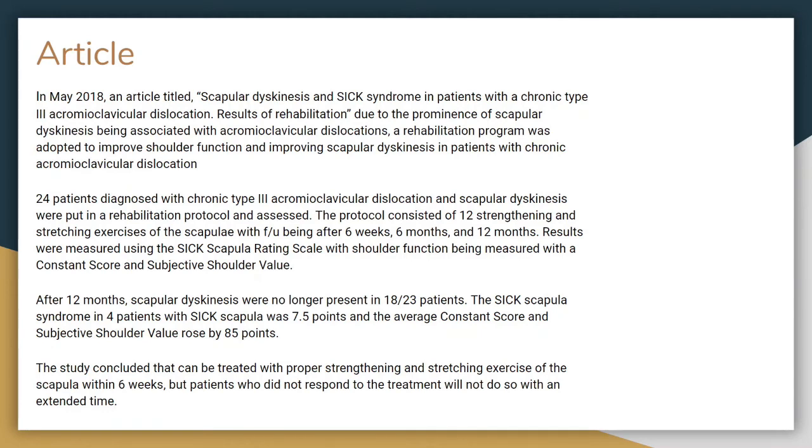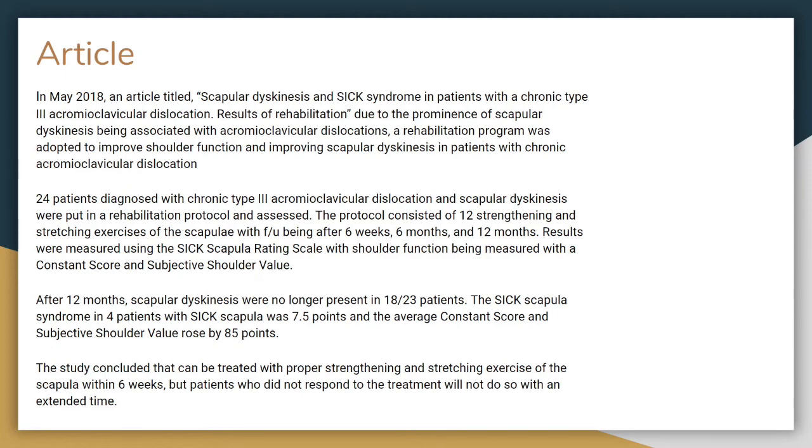24 patients diagnosed with chronic type 3 acromioclavicular dislocation and scapular dyskinesis were put in a rehabilitation protocol and assessed. The protocol consisted of 12 strengthening and stretching exercises of the scapulae, with follow-ups being after 6 weeks, 6 months, and 12 months. Results were measured using the SICK scapula rating scale, with shoulder function being measured with a Constant score and subjective shoulder value.